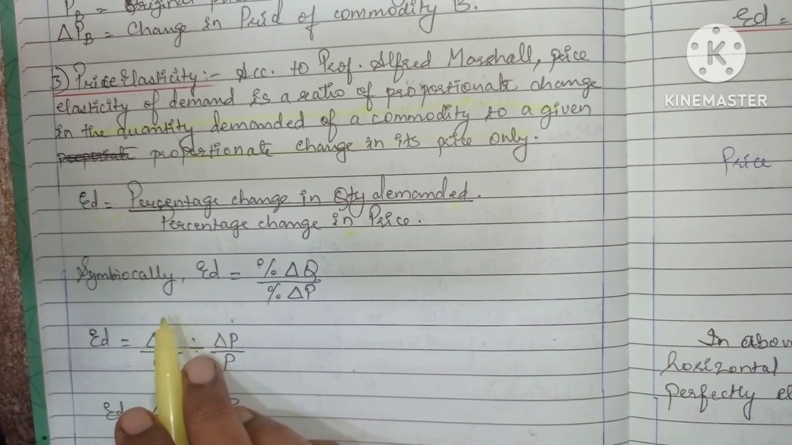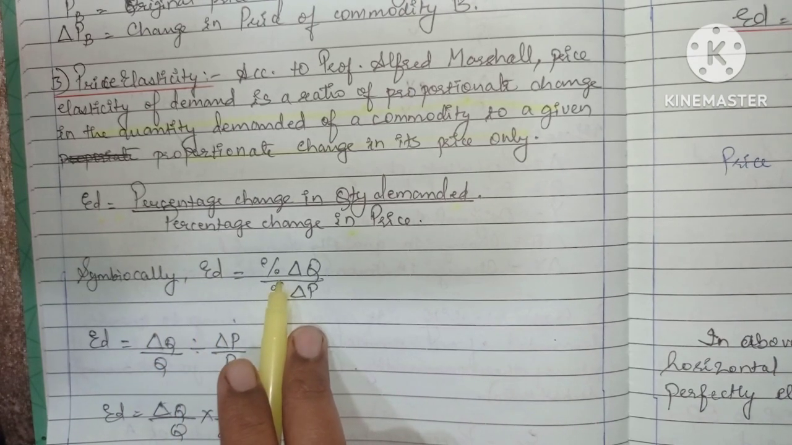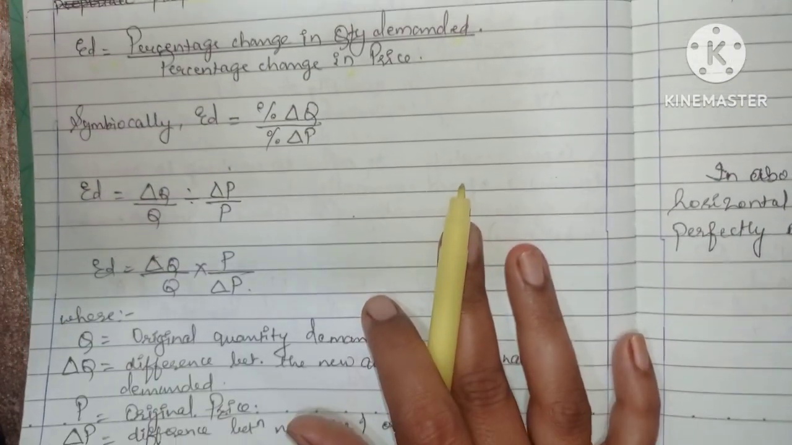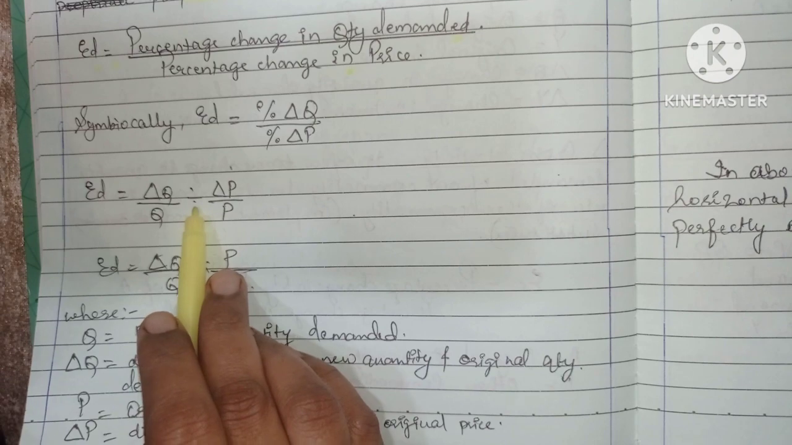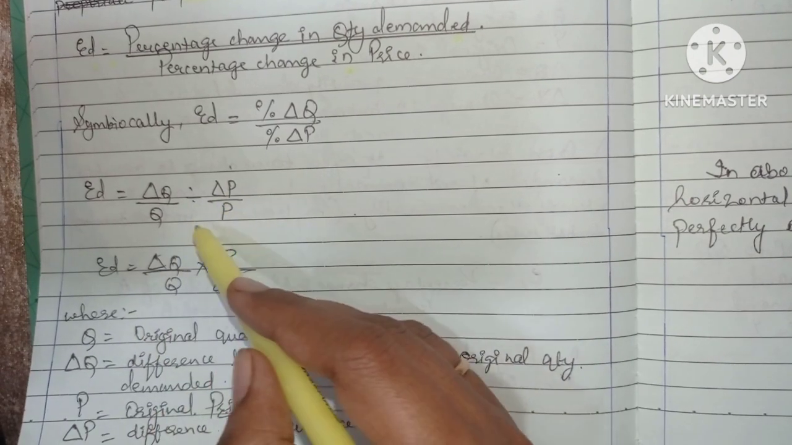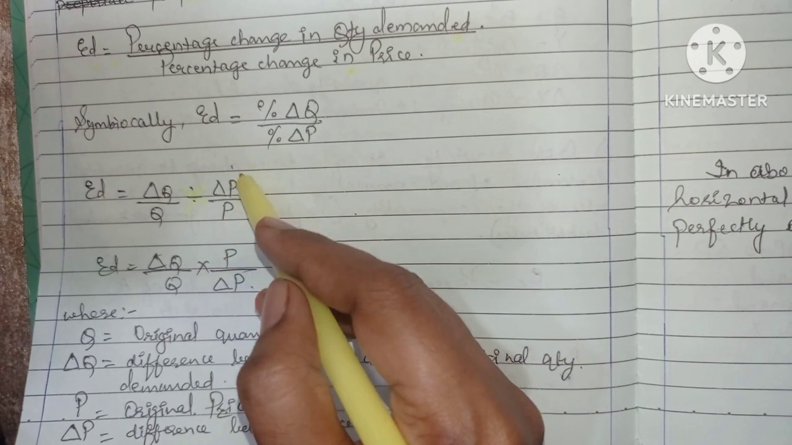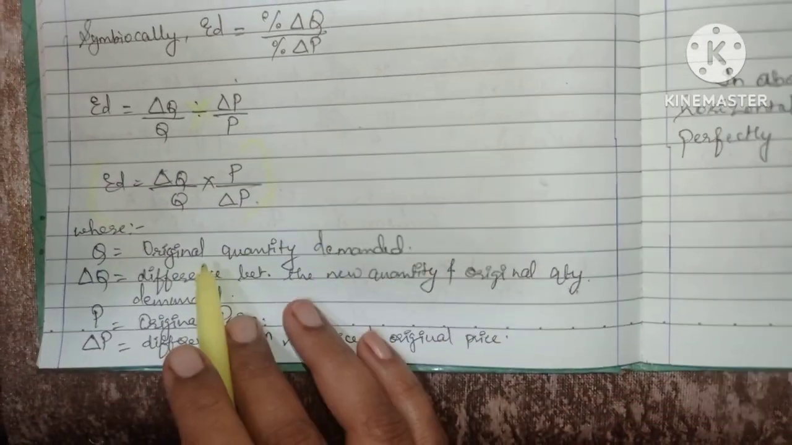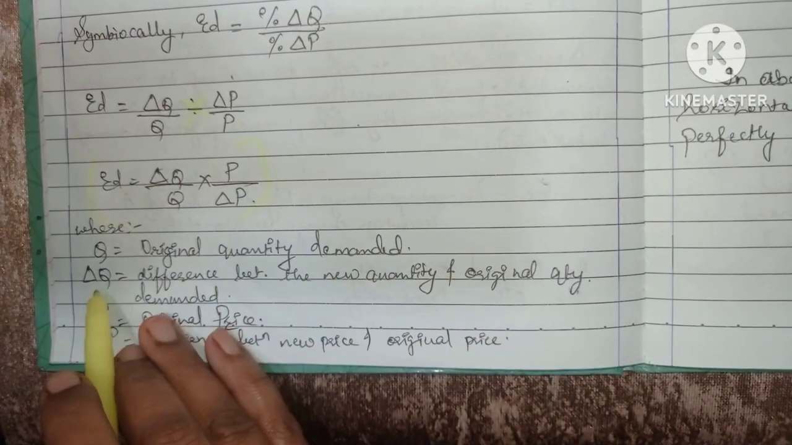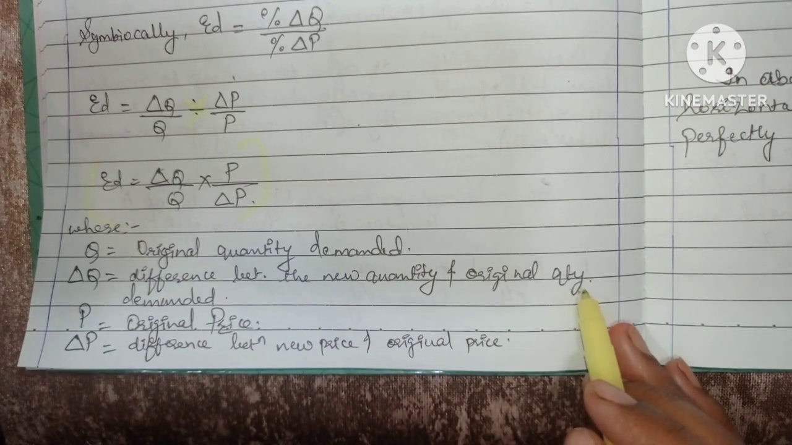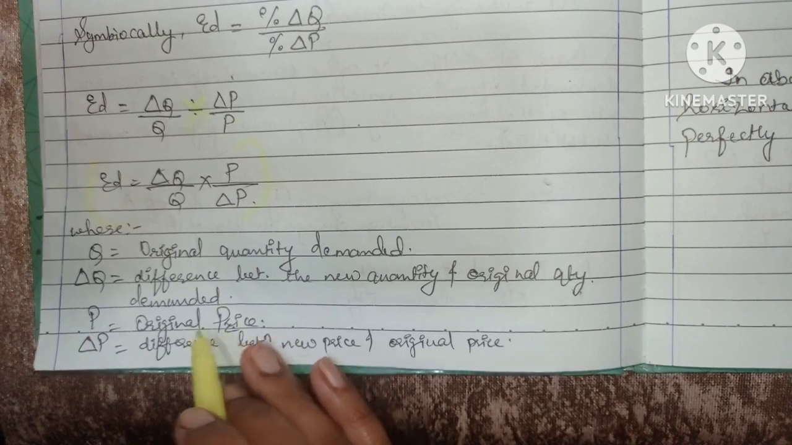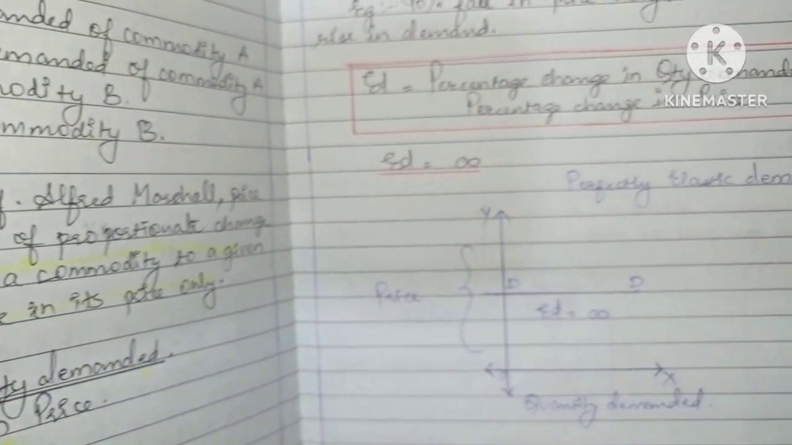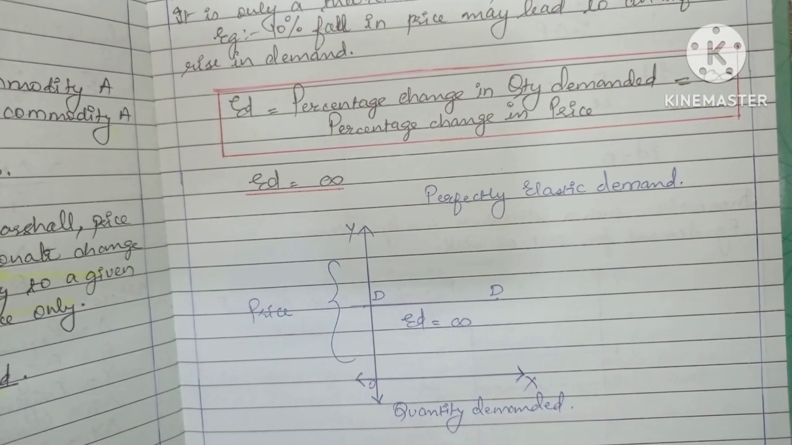Okay. Symbolically, how are you going to write it? ED is equal to percentage change in quantity divided by percentage change in price. ED is equal to change in quantity divided by Q, over change in price divided by P. So once you multiply this, this will go up and this will come down, which I have mentioned in this formula. Okay. So where Q is the original quantity demanded, delta Q is the difference between the new quantity and the original quantity demanded. P is the original price, and delta P is the difference between the original price and the new price. Okay. So remember this, and you have to symbolically write all this to explain these elasticities.